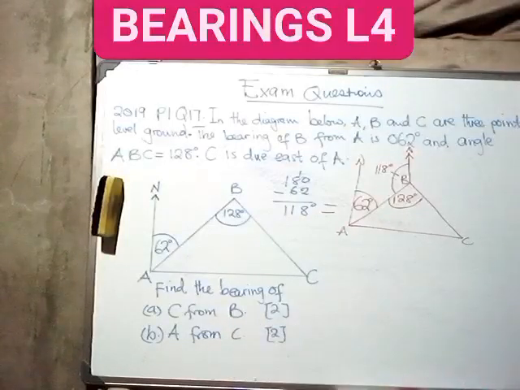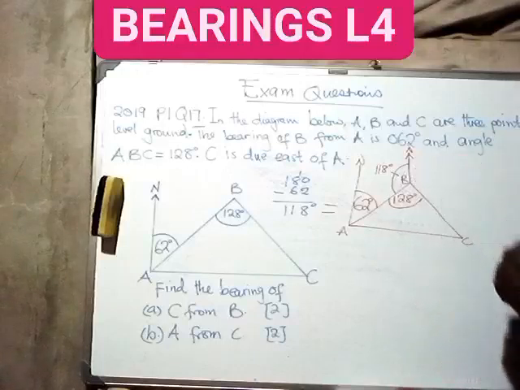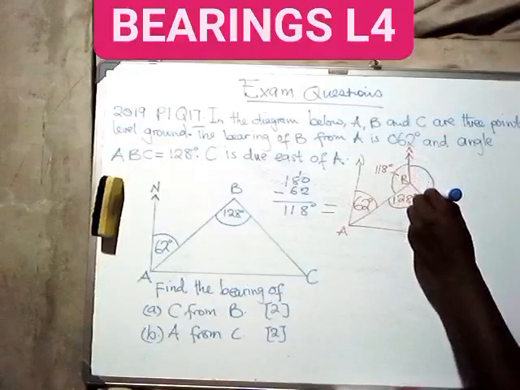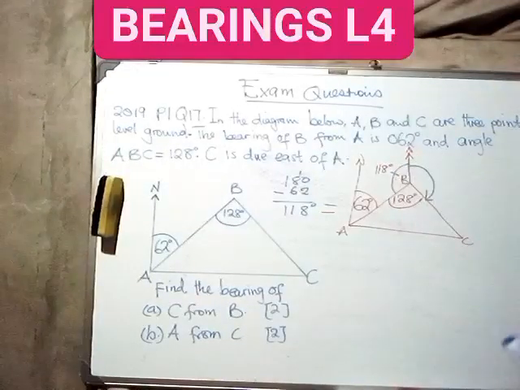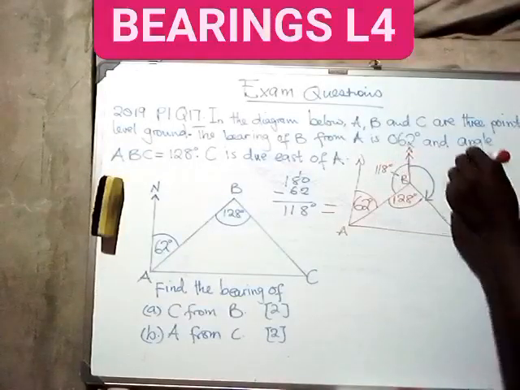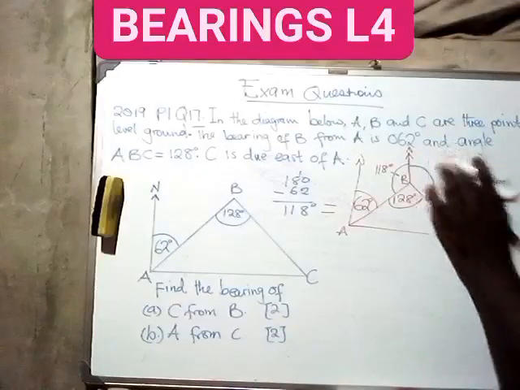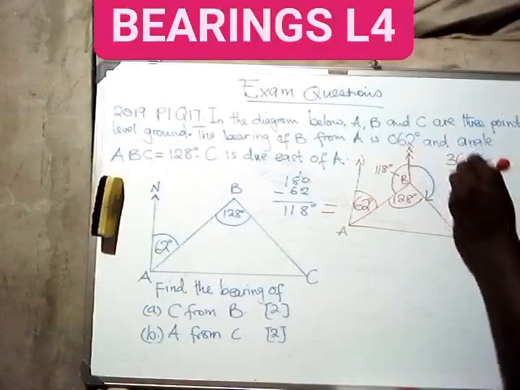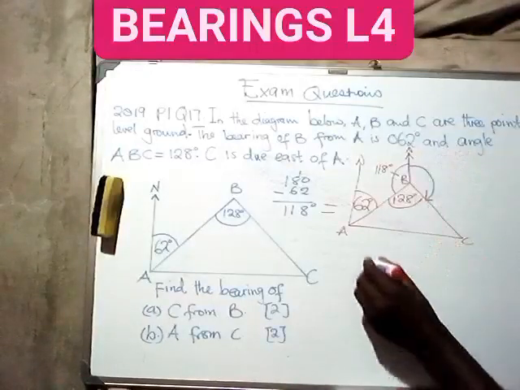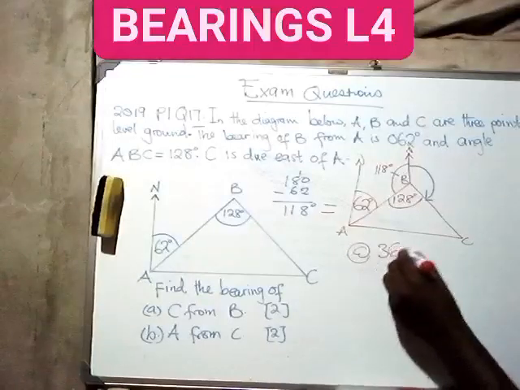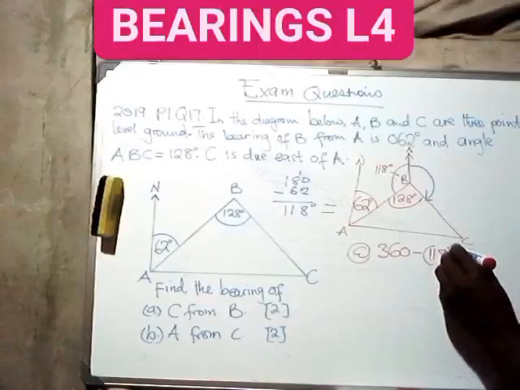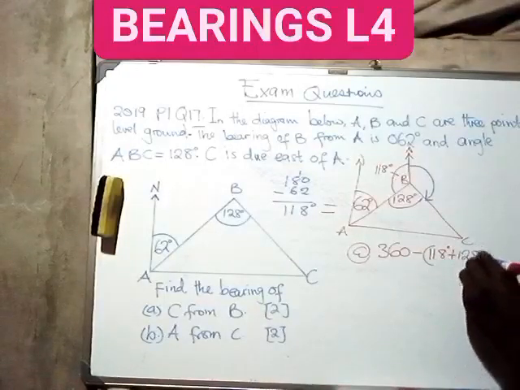Now maybe we start by answering this question. It is C from B. So meaning we are moving clockwise from B. We are finding this angle here. What angle is this? If I was to move the whole circle like this, angles in a circle add up to 360. So question number A will say 360 minus the sum of 118 plus 128.